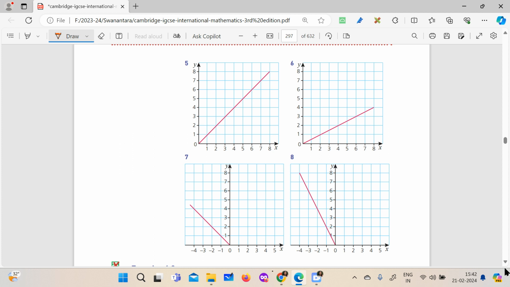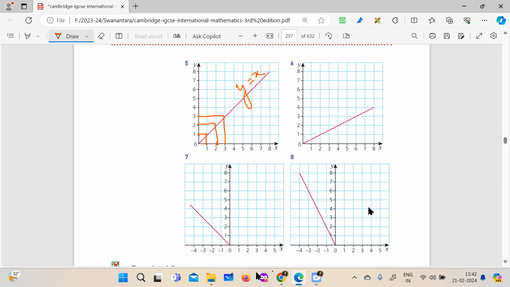Okay. So here you see that when y is 1, x is also 1, right? Yeah. When x is 2, y is also 2, right? Yes. X is 3, y is 3. So I can say this is the line for y is equal to x. Understood? Your equation of line is y is equal to x. Got it?